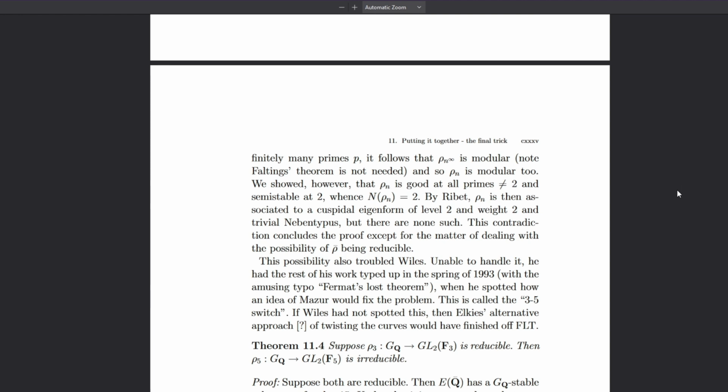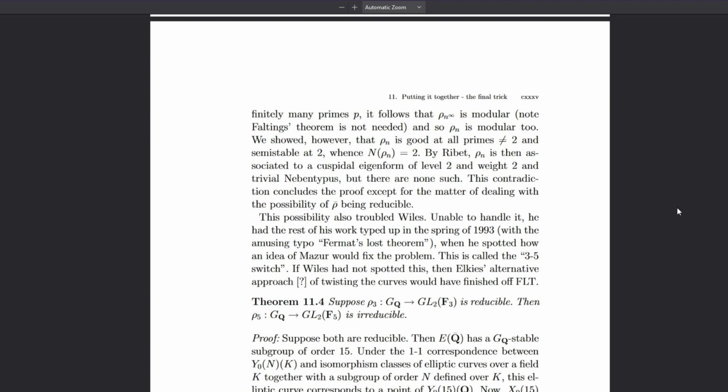This contradiction concludes the proof, except for the matter of dealing with the possibility of rho bar being reducible. This possibility also troubled Wiles. Unable to handle it, he had the rest of his work typed up in the spring of 1993 with the amusing typo "Fermat's lost theorem", when he spotted how an idea of Mazur would fix the problem. This is called the 3-5 switch. If Wiles had not spotted this, then Flach's alternative approach of twisting curves would have finished off FLT.